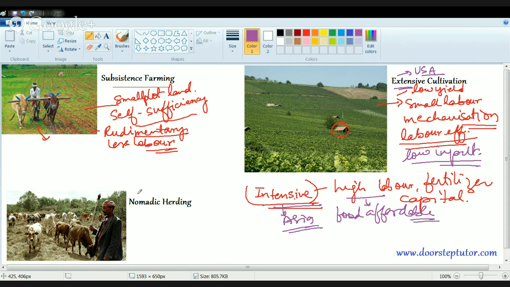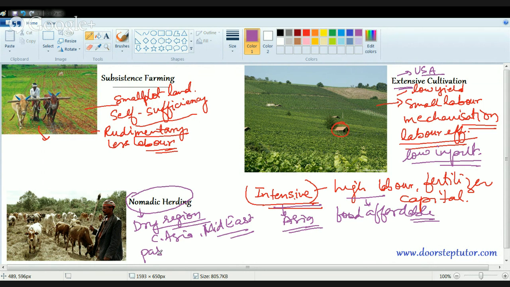Then the next is nomadic herding. It's an interesting phenomenon mainly found in dry regions of the world. So you have the dry desert regions of Africa, Central Asia, and the Middle East. Those are the regions where you find nomadic herding. What nomadic herding basically is, you try to domesticate animals and graze them. So you take them to open pastures.